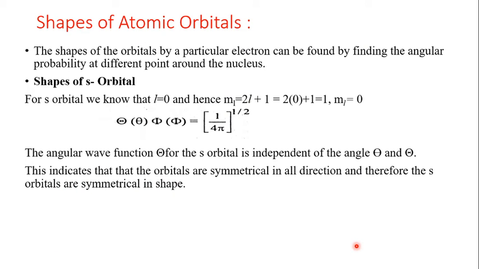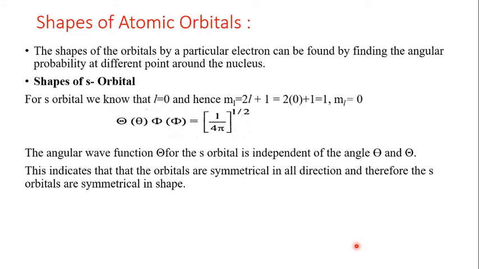So, as we know, S orbital has a spherical shape, P orbital has a dumbbell shape, D orbital has a double dumbbell shape, and so on. But from where has this shape come, or who has calculated that this will have the spherical shape or that shape? That is what we are going to study in this lecture.